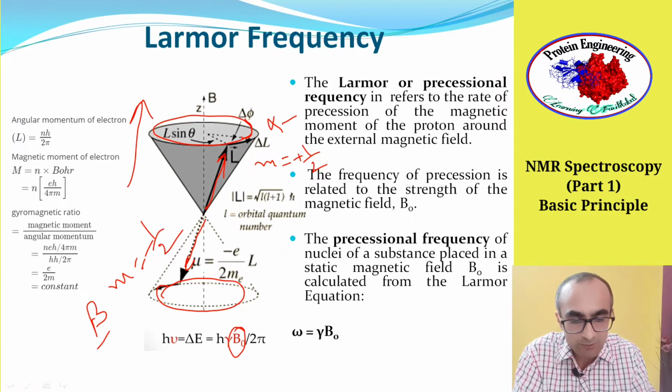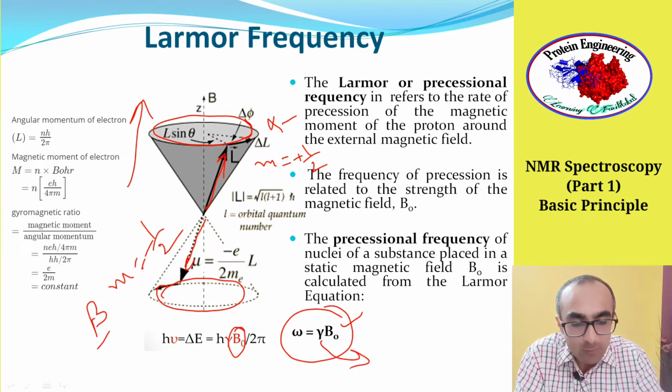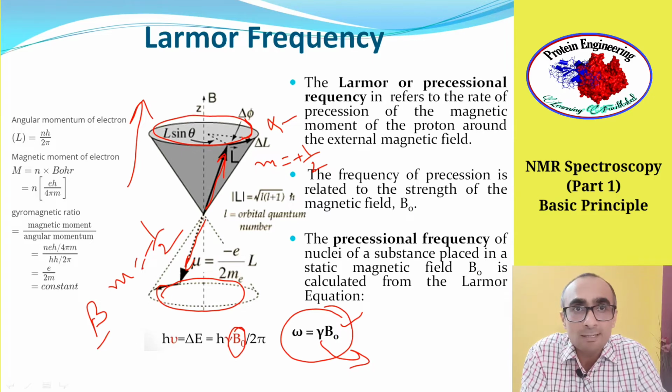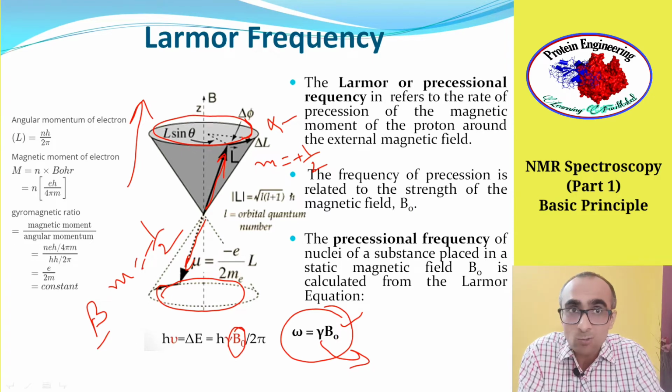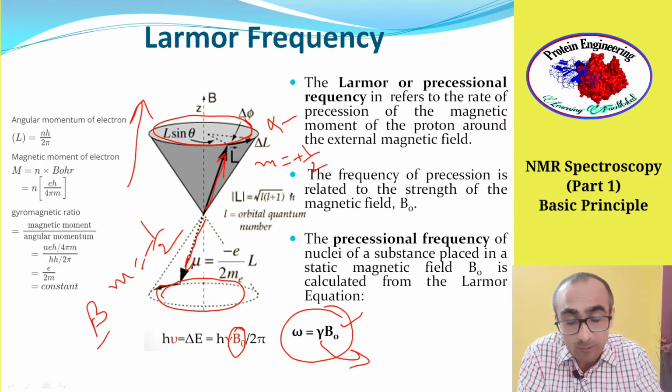The Larmor frequency is represented by omega, and that is equal to gamma B naught. B naught is the external magnetic field, and gamma is the gyromagnetic ratio. That's a fixed number for a given nucleus that depends on the charge and mass of that nucleus. It basically gives you an idea about the precession frequency of a nucleus under a given magnetic field. That's represented by the gyromagnetic ratio, which is a fixed number for each nucleus.